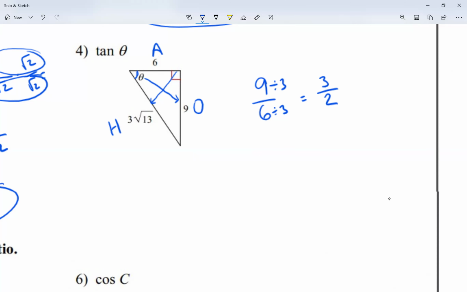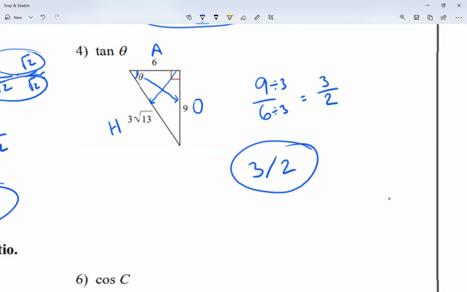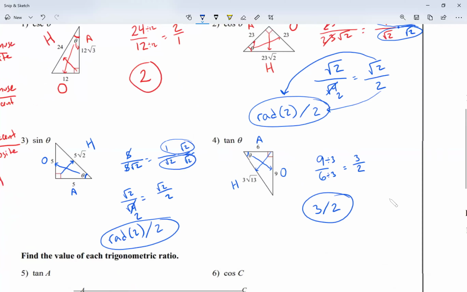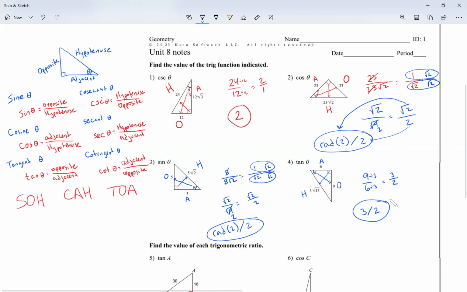I still have a fraction. My answer will be 3 backslash 2, right? 3 over 2. Let me zoom out. That way you guys can see what we did today.